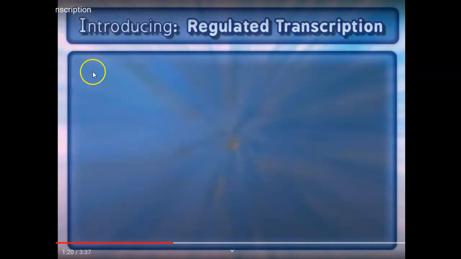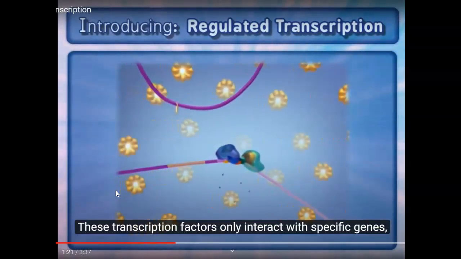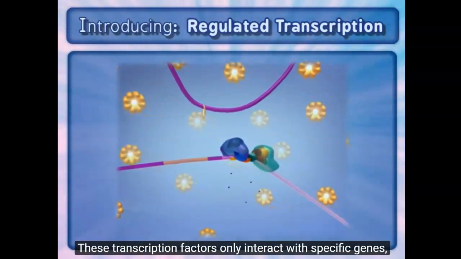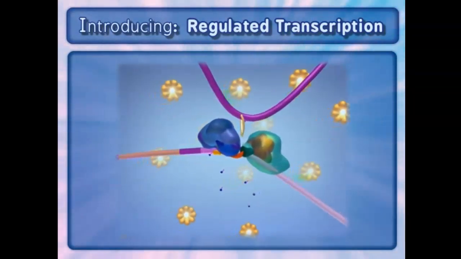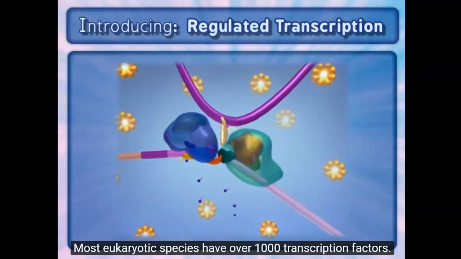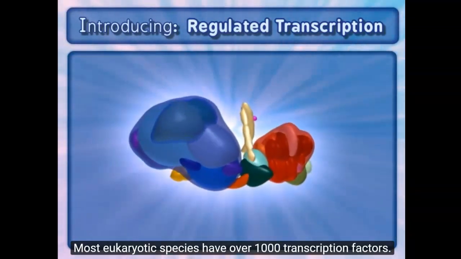A lot of other times the transcription factor is the product of a transduction of a hormone, of a signal from somewhere else in the organism from other cells that induces this cell to go ahead and produce a protein. There's plenty of that going on in you all over the place. These transcription factors only interact with specific genes, those genes whose transcription they control. Most eukaryotic species have over 1,000 transcription factors.